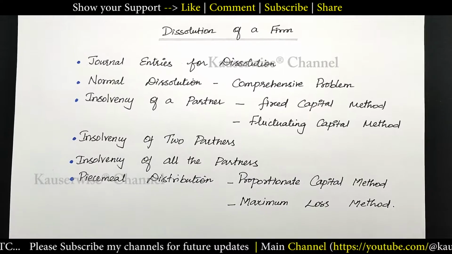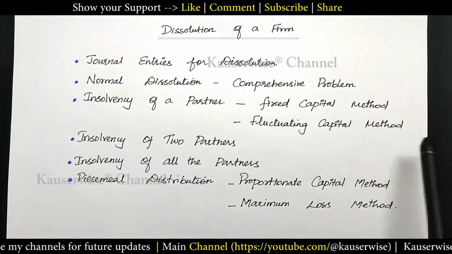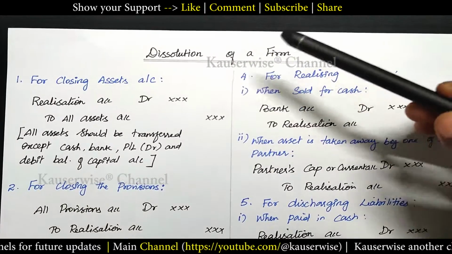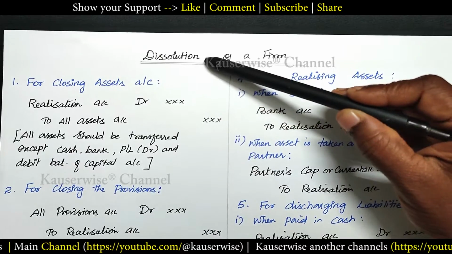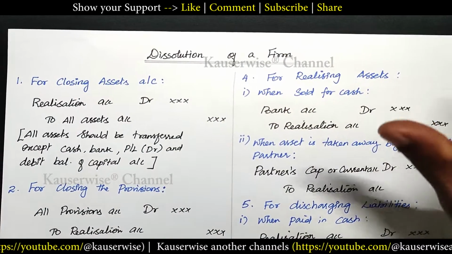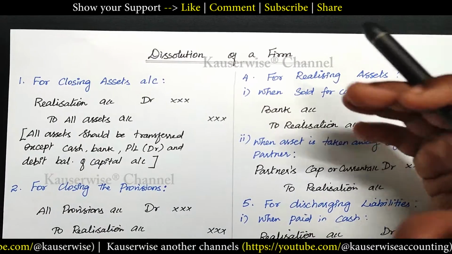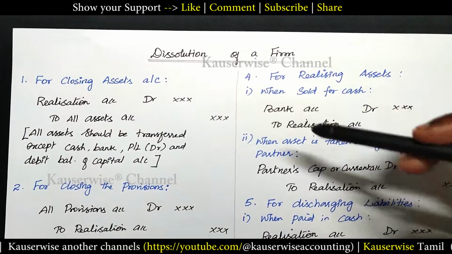Now, in this video, we are going to see model journal entries for dissolution. Now, let's get into the video. Say, dissolution of a firm. Dissolution means closing down, shutting down the partnership firm. For that, we need to follow some procedures. Some important procedures are there to close down the partnership firm. We'll see one by one.